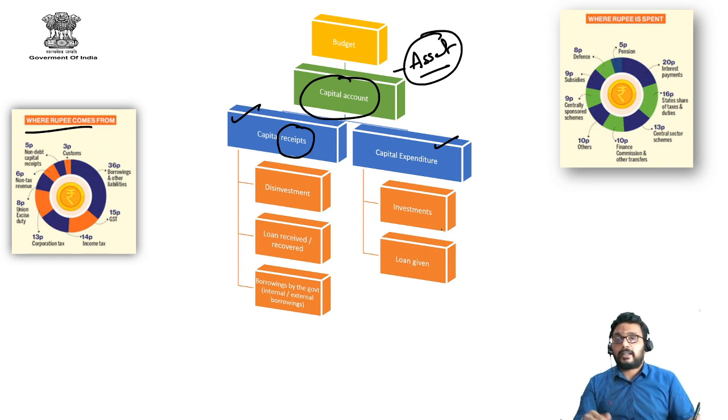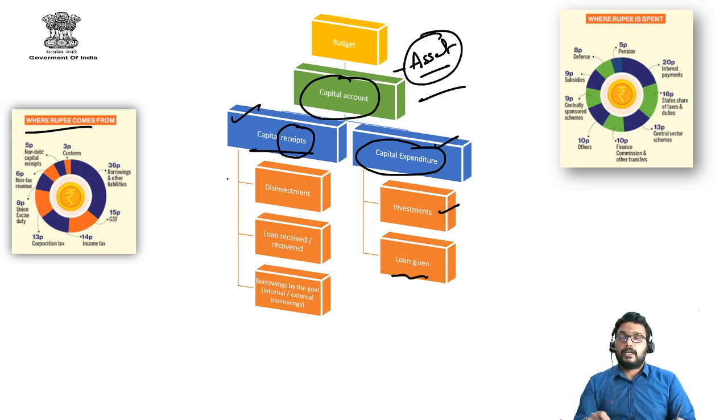So how do you create an asset? You make investments: investments in bonds, investments in gilt edge securities, investments for constructing hospitals, infrastructure, etc. And if the government has also given loans to someone, you will not give loans free of cost. Rather, you will take certain assets as collaterals. Then there is a role of assets. So the loans given will also have a role of assets, which will be part of capital expenditures.